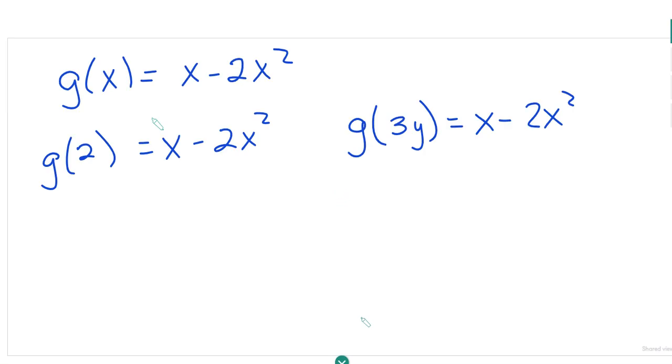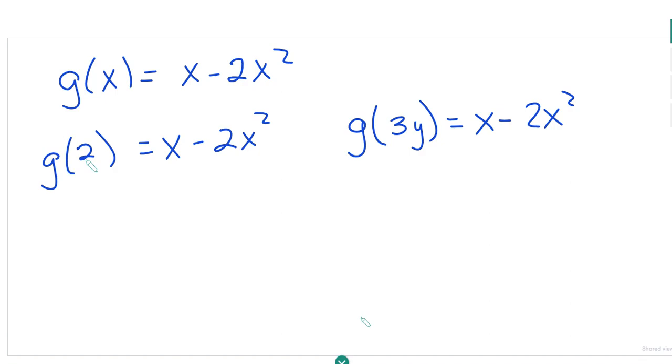There we go. All right, so our second function that we have is the g function. And the g function is x minus 2x squared. So again, the first thing that we're going to work with is when the value of x is an integer. So we're going to find the value of this function, x minus 2x squared, when x is 2.